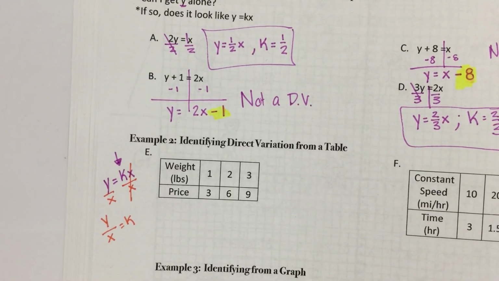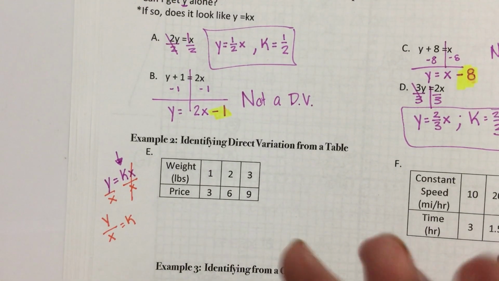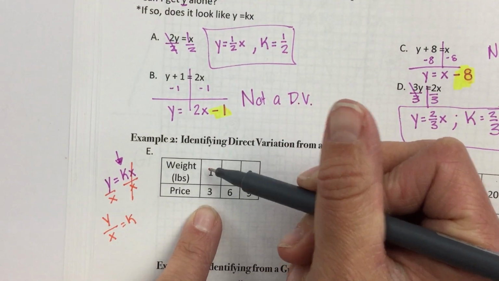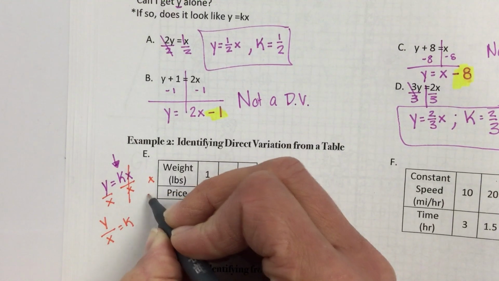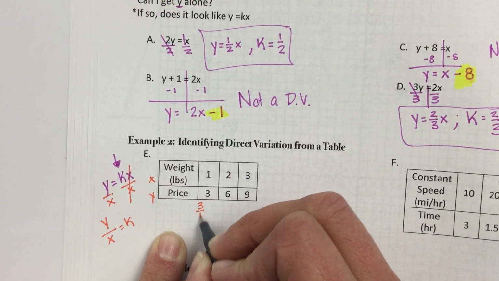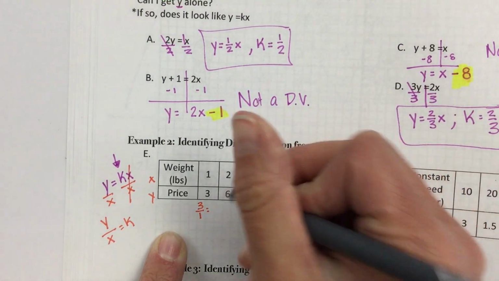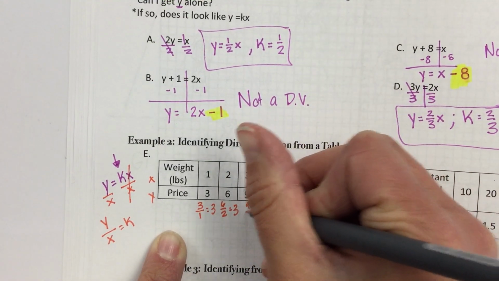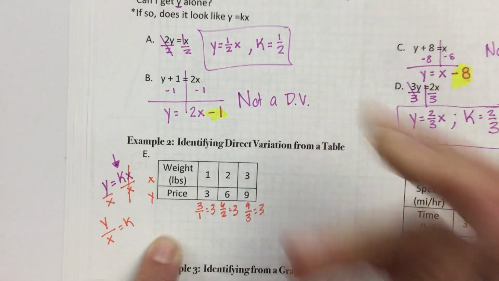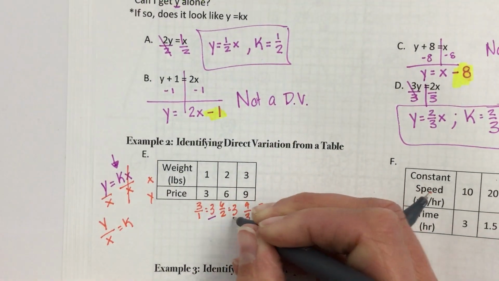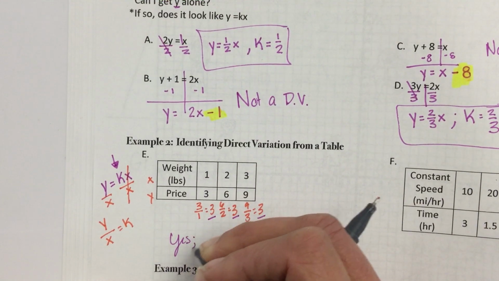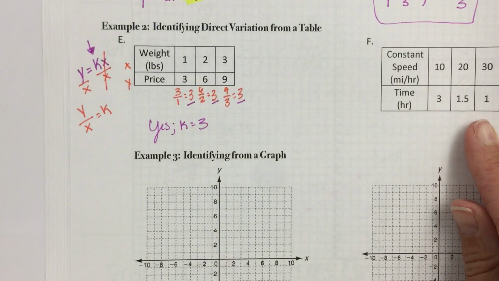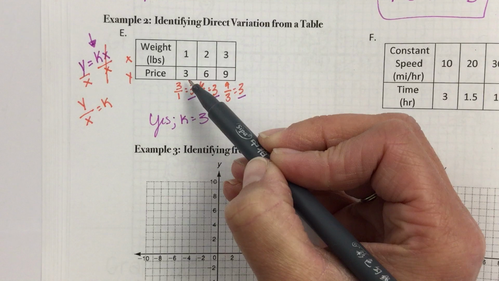Okay, now this is helpful because in order to be a direct variation situation, you have to have a constant. So you are just going to take your y divided by your x. These are all in xy. So for example, 3 divided by 1 is 3. 6 divided by 2 is 3. And then 9 divided by 3 is 3. Did we have a constant? Yes. Constant equals 3.